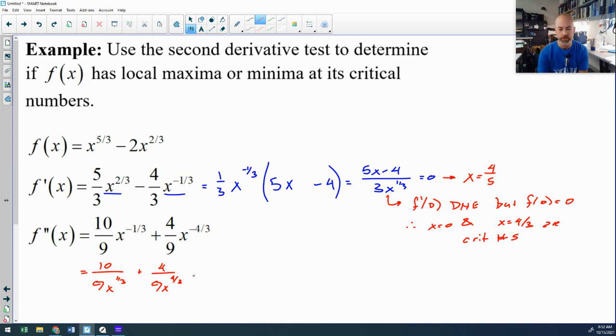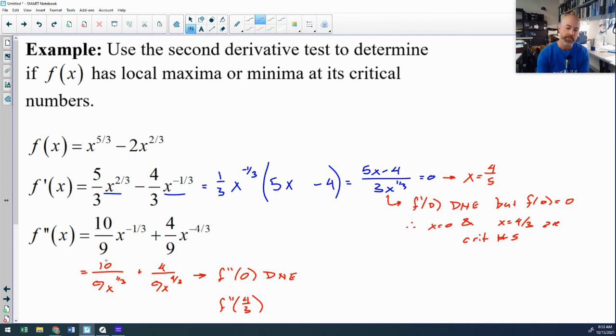So now that I have my second derivative rewritten with positive exponents, f double prime, I'm going to plug in 0, and I'm going to plug in 4/3, and all we care about is whether or not we get a positive or a negative result. And we run into a problem with 0 because f double prime of 0 ends up not existing, which makes sense because f prime of 0 didn't exist. So if f prime didn't exist, then f double prime will not exist either. So we will have to come back and do the first derivative test to conclude what's happening at 0.